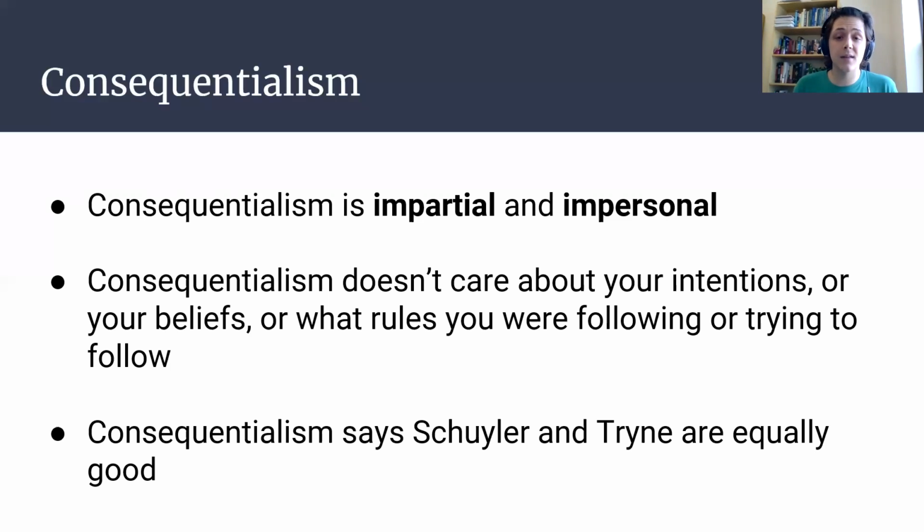So Immanuel Kant thinks that Schuyler acted out of duty and Trine acted out of emotion. So Schuyler is better. Schuyler gets moral credit for her actions and Trine doesn't. That's Kant's view. But consequentialists don't think that there's a difference here. Schuyler and Trine did the same action, had the same outcome, had the same effect on the world, and so they are equally good. As long as their actions had the same effects, saved the same number of people, then they're equally good, because why they save people does not matter at all. So it's impartial and impersonal in that way.